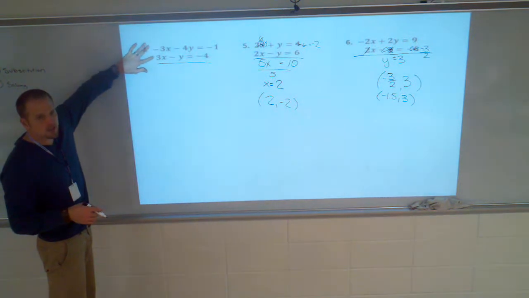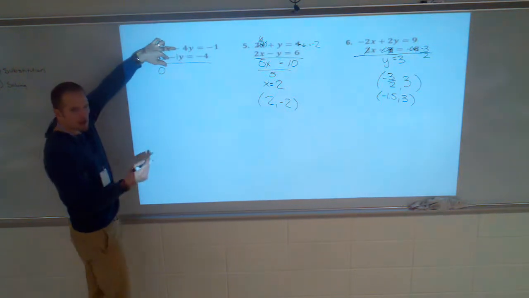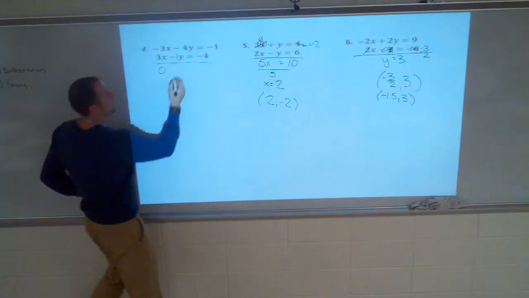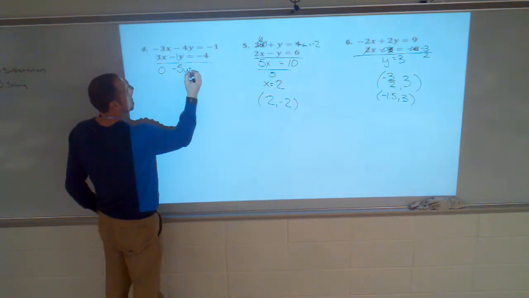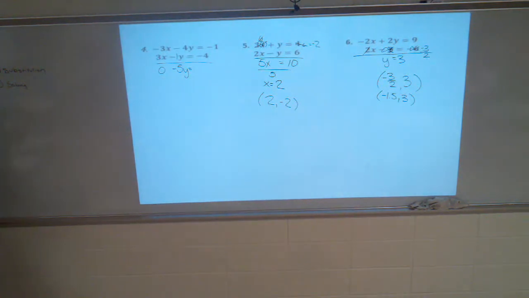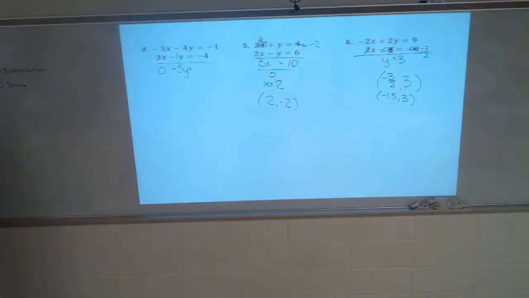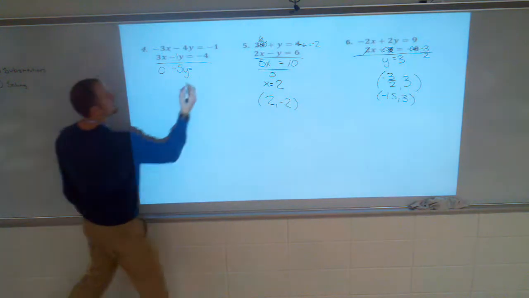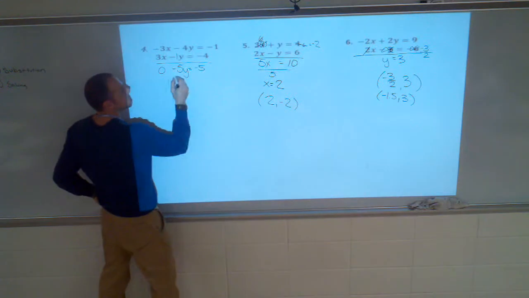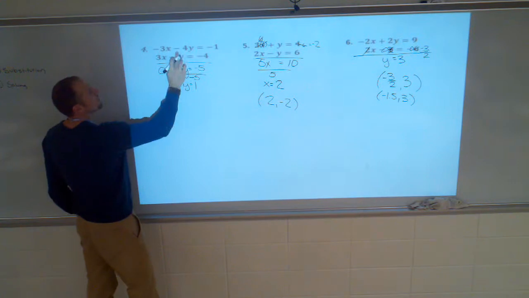Negative 3x plus 3x? 0. Mariah, what's negative 4 minus 1? If I go back 4 and back one more. Negative 5. I've got negative 5y. And Keenan, negative 1 minus 4. If I go back 1 and back 4 more, I'm at negative 5. Alyssa, how do I get rid of this negative 5? Very good. Divide by negative 5. Y equals 1. All right.